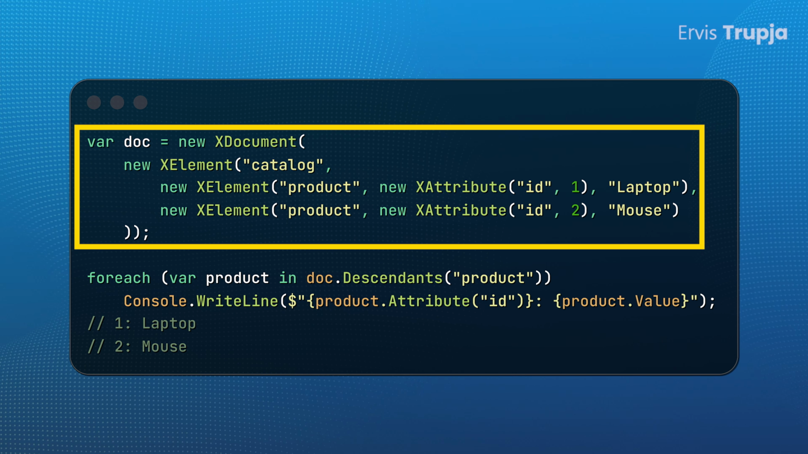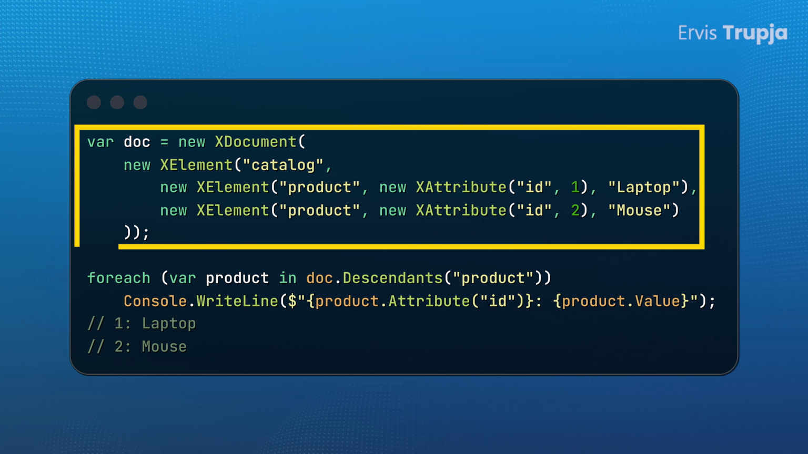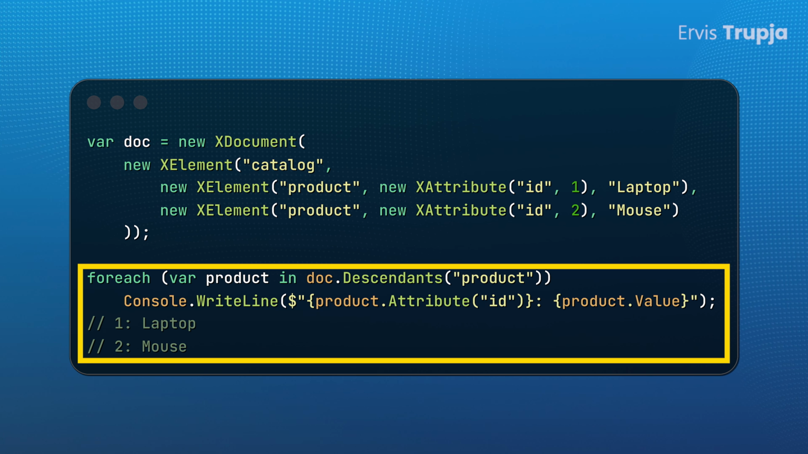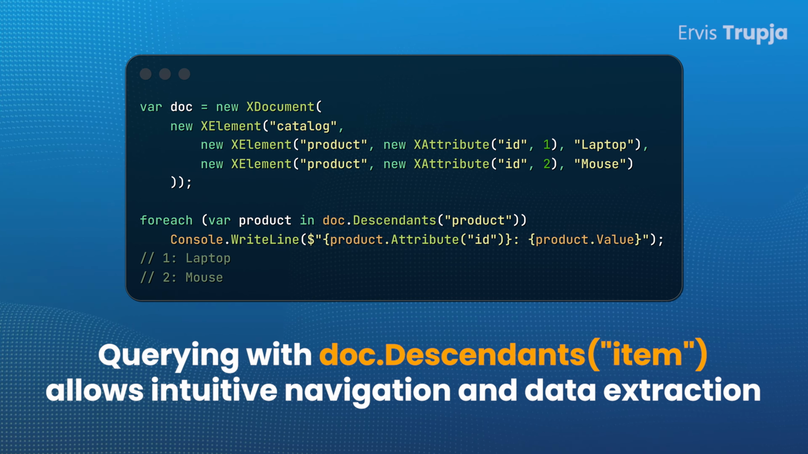XDocument supports LINQ-friendly XML operations. For example, this line creates the XML structure, and then you can query with the Descendants method. This way it allows intuitive navigation and data extraction.